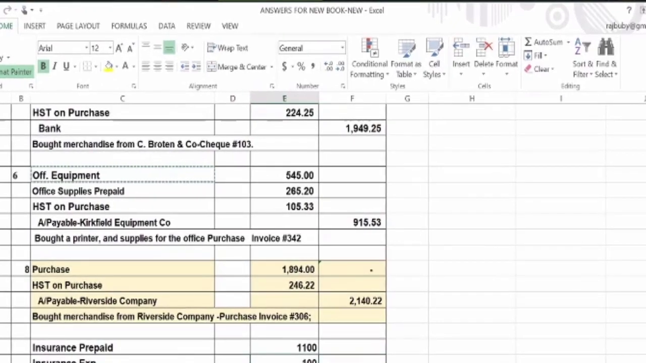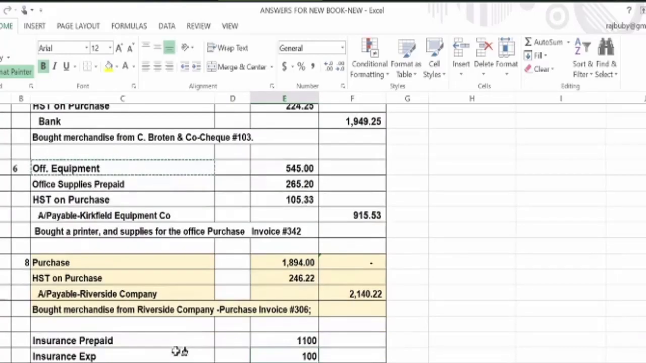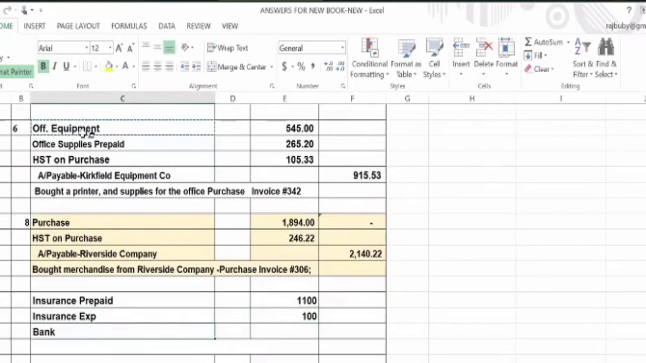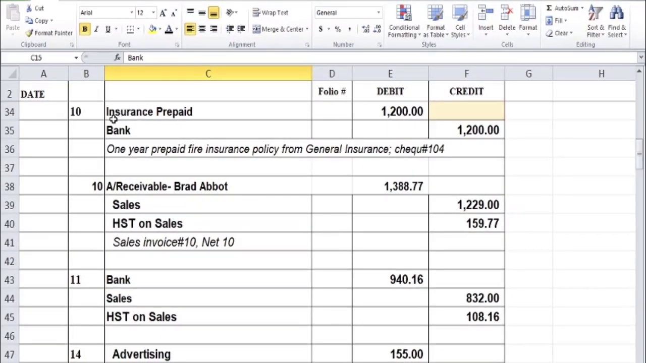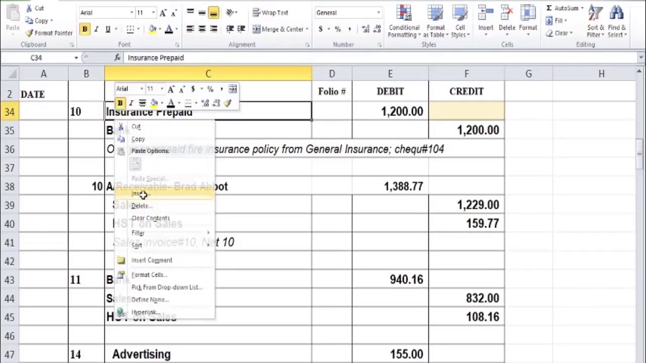Because you're writing it down every month, you have to do insurance expense. So you show one month of insurance expense, and the rest you can send to prepayment.